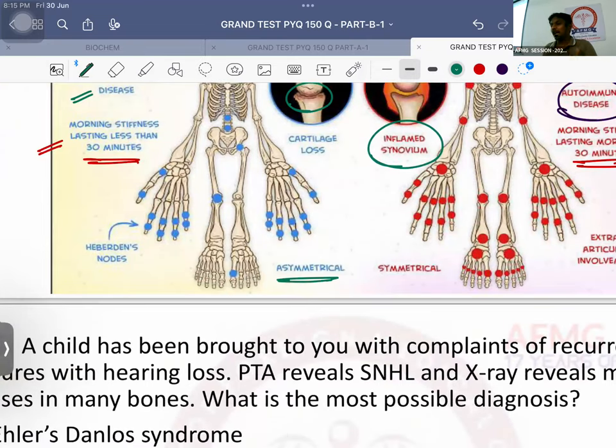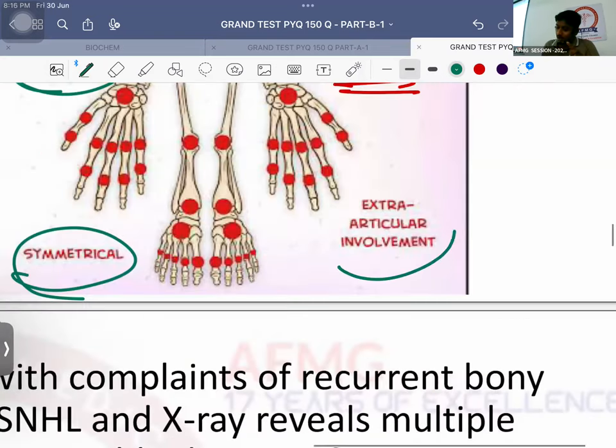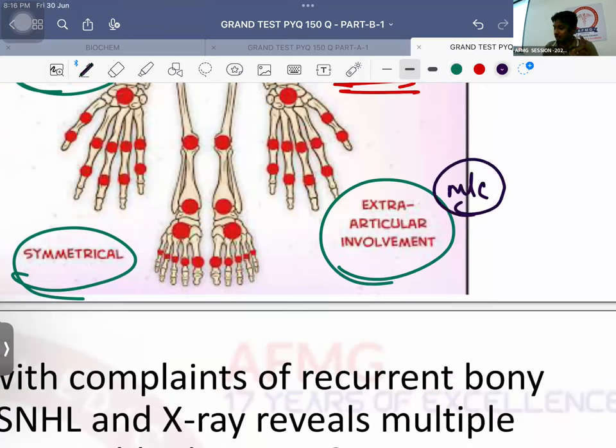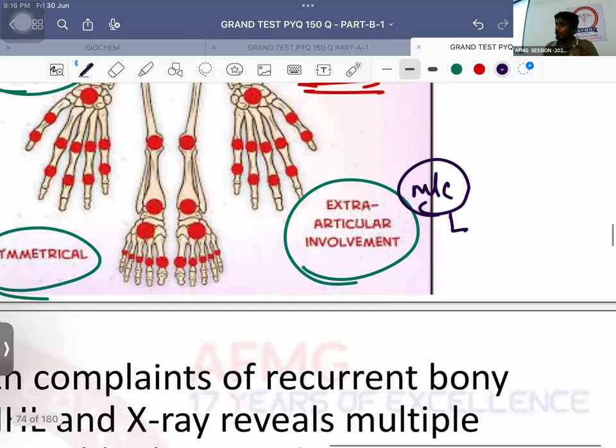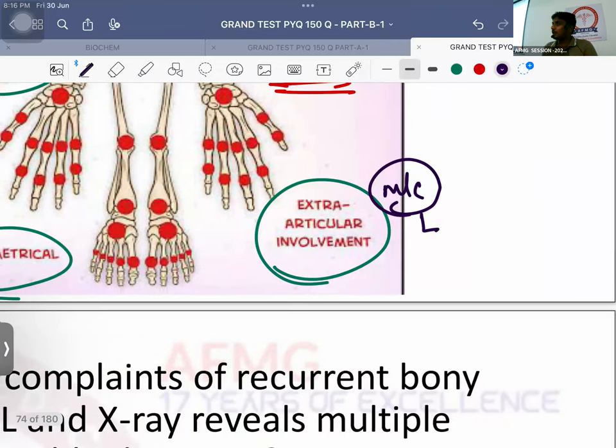OA can be symmetrical or it can be asymmetrical. But RA is always and always symmetrical. Important is, in RA, we also have some extra-articular involvement. Most common extra-articular manifestation has been asked. Rheumatoid arthritis mein most common extra-articular, outside the joint.